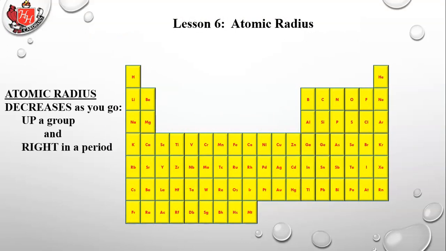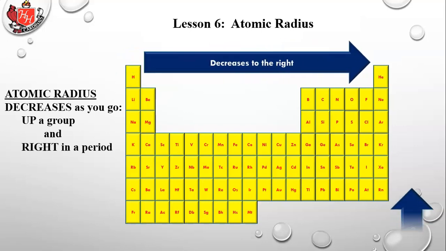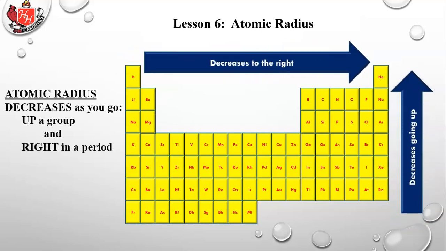So atomic radius decreases as you go up a group and right in a period. So notice that this is the opposite of ionization energy and electronegativity. As you go left to right, the atomic radius, in other words, the size of the atom, decreases. And as you go from bottom to top, it decreases. Now, one of those is kind of obvious why, the other one not so much so. So let's talk about that.